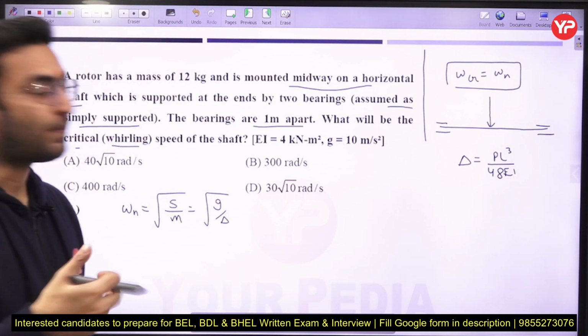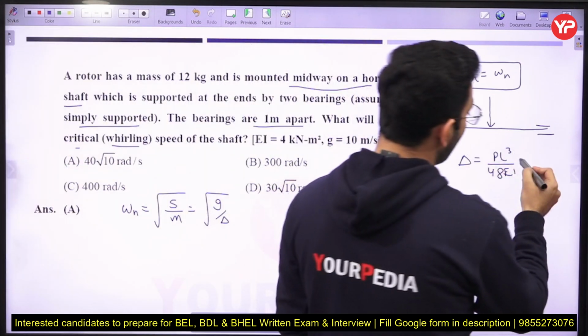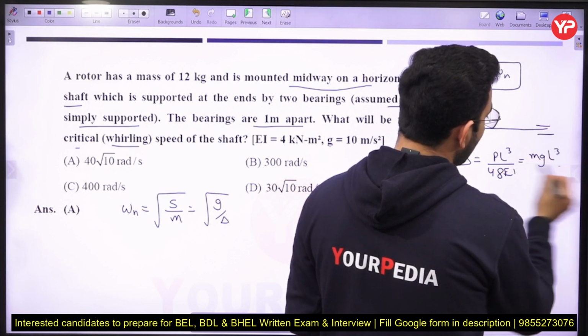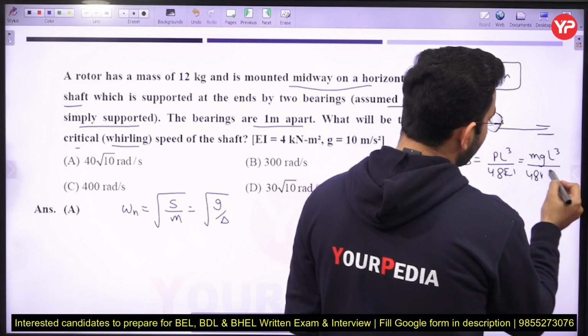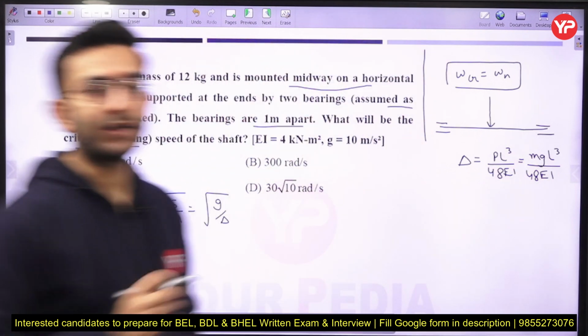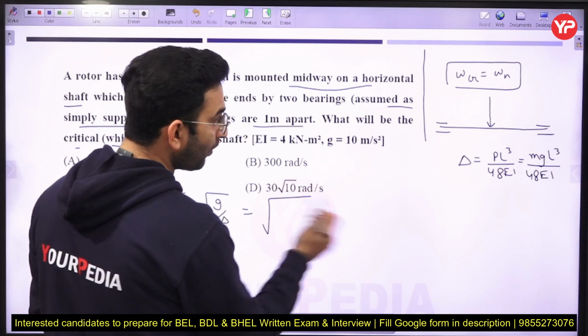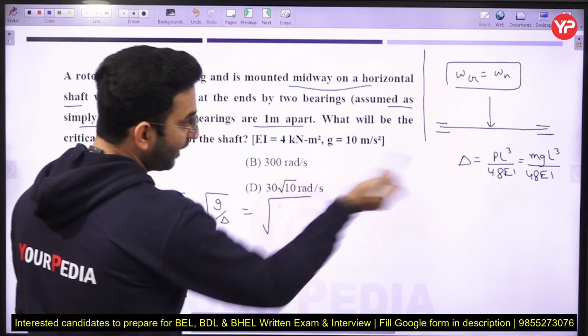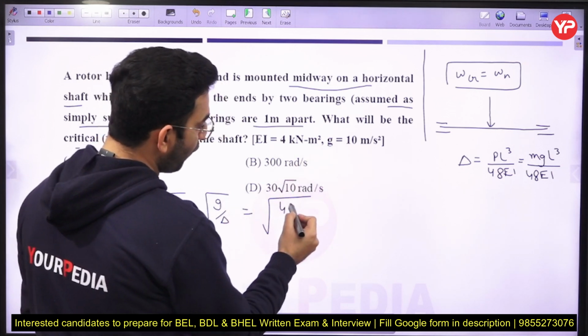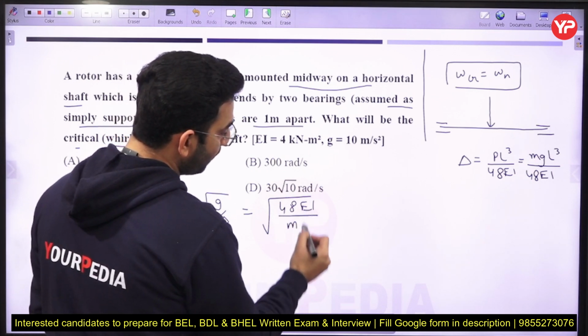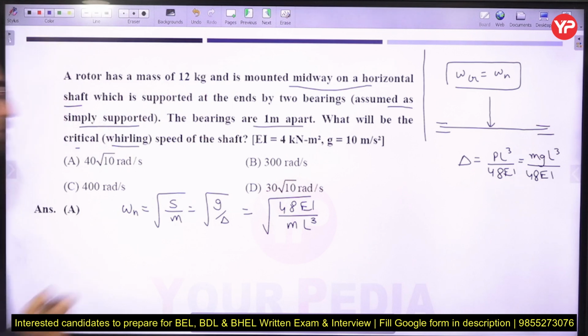If I replace the load with the mass, the formula becomes mg L cubed divided by 48 EI. That will be the formula of the deflection. So the natural frequency of the shaft will be given by the square root of g divided by the deflection. The gravity will cancel out, so the formula becomes the square root of 48 EI divided by m L cubed. That is the formula of the natural frequency of the shaft. Now you just have to put all the values into this final expression.